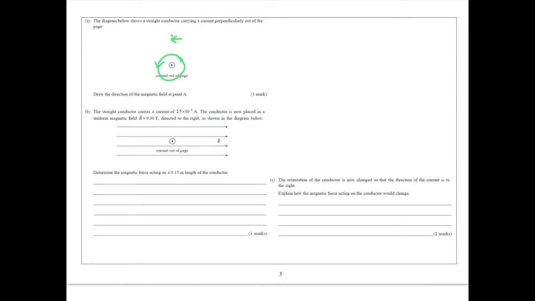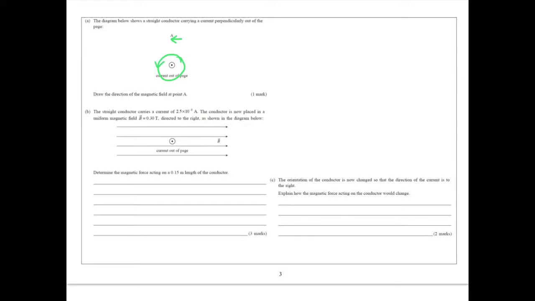Okay, part B. The straight conductor carries a current of 2.5 times 10 to the minus 3 amps. The conductor is now placed in a uniform magnetic field, B equals 0.30 Teslas. Sorry, Teslas is the unit we use for magnetic strength. I think it was mentioned on the slide, but I didn't really talk about it earlier. Directed to the right, as shown in the diagram below. Determine the magnetic force acting on a 0.15 metre length of conductor.